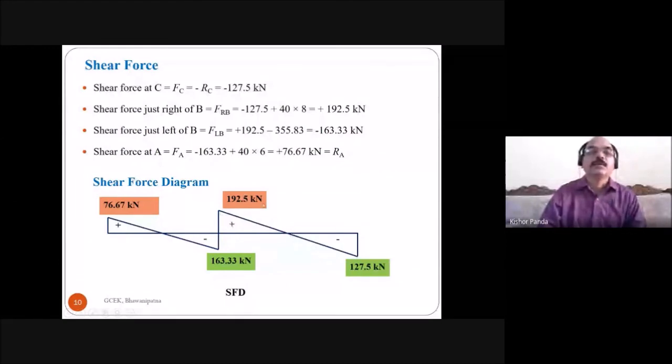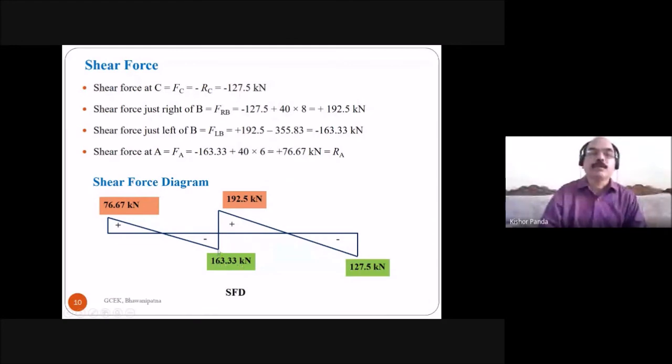So the shear force just right of B is 192.5 kilonewton. Then the shear force just left side of B is minus 163.33. Due to the upward reaction at B, the shear force suddenly decreases, and the value here is 163.33 kilonewton.